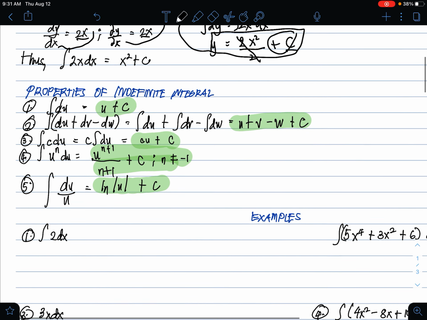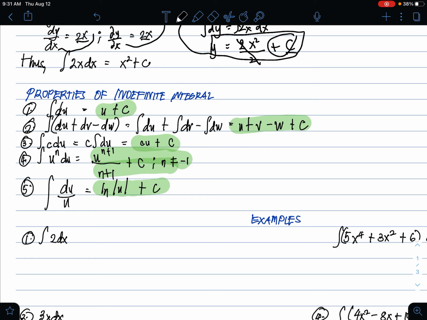Okay, now let's go with the properties of indefinite integral. So here are some basic properties of indefinite integral which cover your first exam. Number 1 is the integral of du is u plus c, or if it's the integral of dx, it's just x plus c. No need to be confused, we're just using u as our variable. Number 2, du plus dv minus dw. So if you see a function like this, you have to separate all of them, and then u plus v minus w plus the constant of integration.